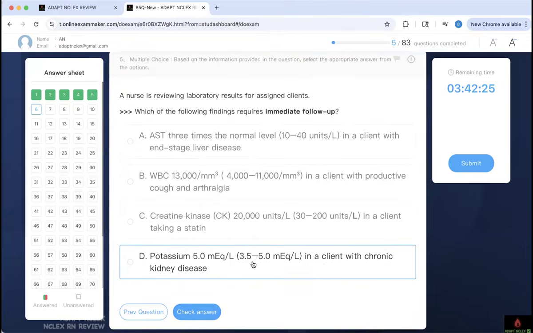Prioritization. We are now on prioritization. Are you ready? Be sharp. If you want to learn more about how to do prioritization, check Adapt NCLEX. I have so many videos, and the concept is what? Be sharp. You hear me going to say be sharp, be sharp.